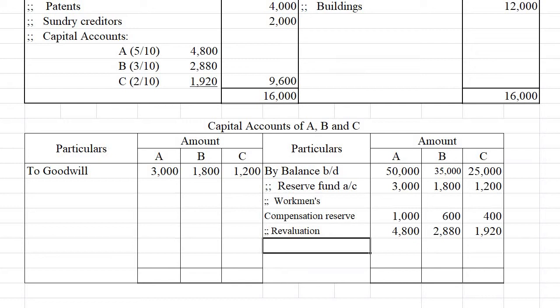Okay, now C is retiring. For him we have to pay the goodwill, that will be given by the gaining partners. Since the new ratio is not given, we have to assume that old partners, that is A and B, old partners including C, but after the retirement of C, the remaining partners A and B will share the profit of C in their old ratio itself, that is 5:3.